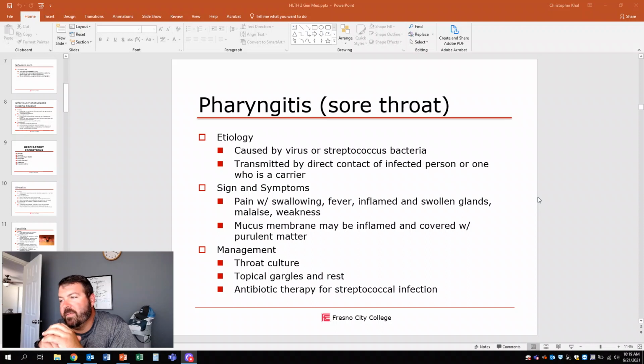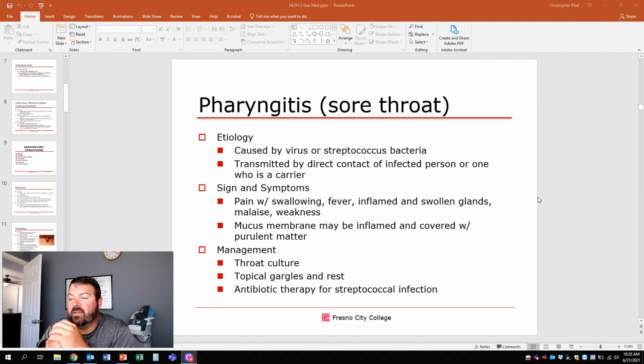All right. Pharyngitis, okay, sore throat caused by usually a virus or strep. Okay, not saying that all sore throats are strep related. Transmitted by direct contact with an infectious person, whoever the carrier is. Signs, symptoms: pain, swallowing, fever, inflammation, swollen glands, malaise, weakness. Mucous membrane may be inflamed, covering of the matter.